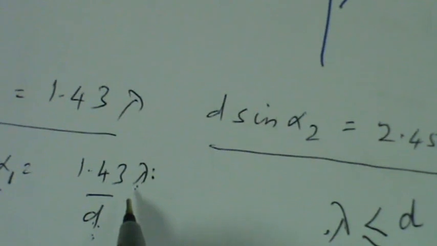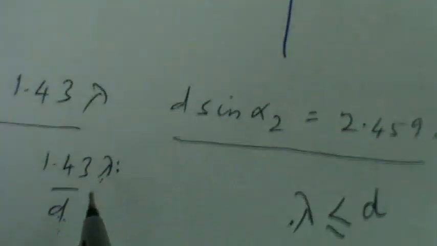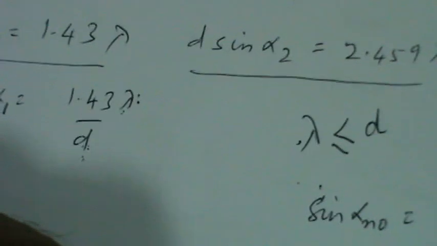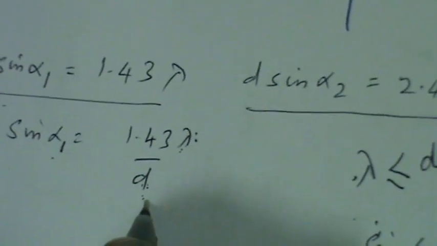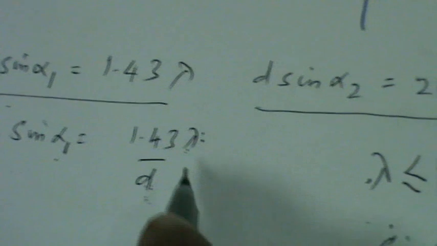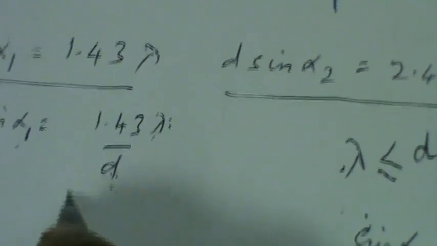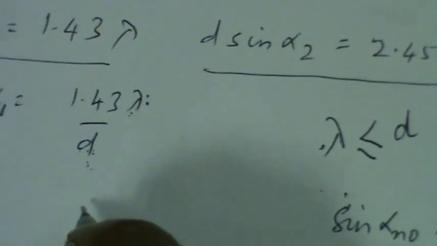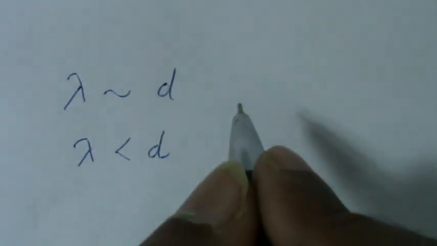So that we get sin alpha 1 equal to 1.43 lambda by d. Lambda is lesser than d, so always this factor will be less than 1. Hence the general condition for observing a diffraction pattern is that the wavelength of light should be of the order of the slit width, or the wavelength of light is lesser than the slit width, but it cannot be too much smaller than the slit width, as otherwise we will not be able to see any diffraction pattern.